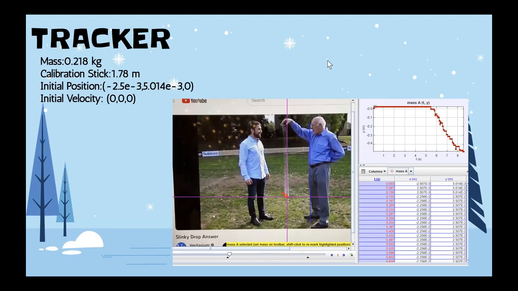So when I put it in Tracker, this is how I calibrated it: 1.78 meters. The mass of the slinky was 0.218 kilograms. The initial position I got from the graph, and the velocity starts at 0. If you can see here, I tracked the center of mass only at the bottom, and that may be why this is so uneven, but I'll explain that later.